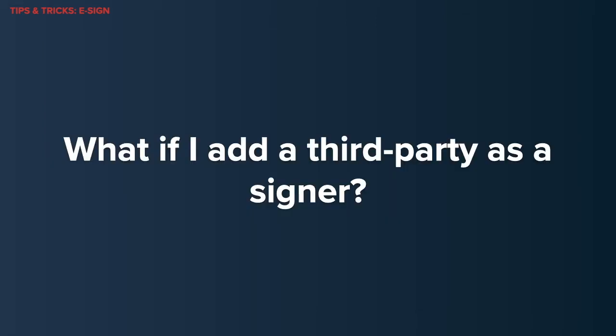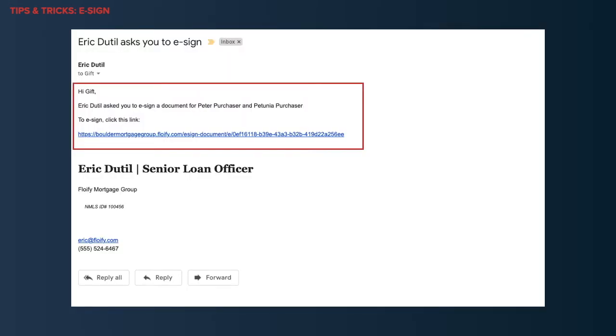Now, what happens if you add a third party as a signer? Well, they're going to get an email too. So whoever the loan officer is or the loan owner will say that, in this case, Eric asks you to e-sign. Now, I used borrower gift giver. So Eric asked you to e-sign a document for Peter purchaser and Petunia purchaser. So to e-sign, click this link. Now, when the third party clicks the link, it'll take them either to the Floify e-sign or to DocuSign to go ahead and sign their portion of it.